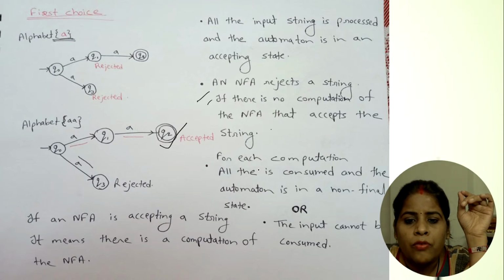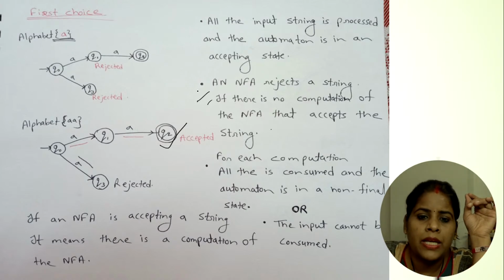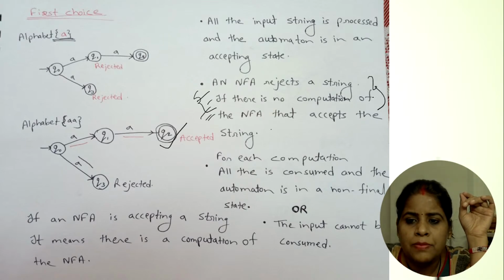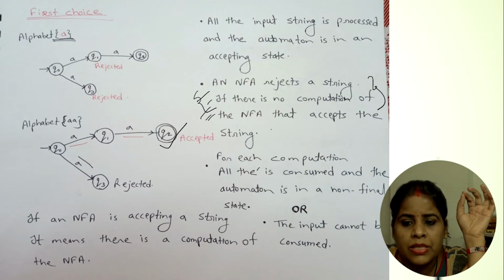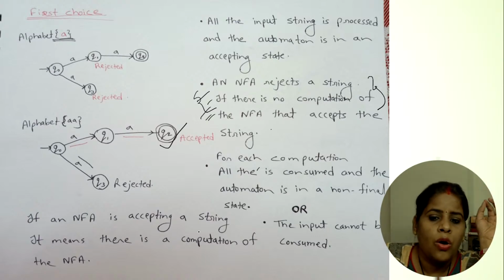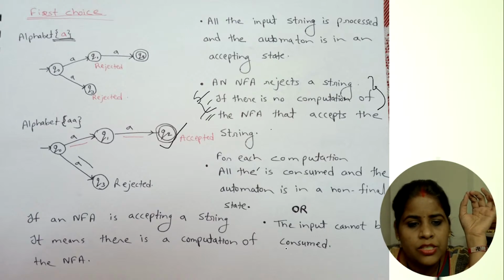Okay. I will explain this point tomorrow. For each computation, all the input is consumed, and here is something missing, and the automata is at a non-final state, or the input cannot be consumed.